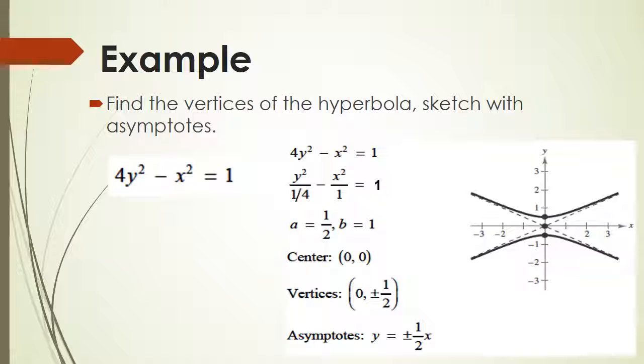I can also calculate the asymptotes, which, since this is opening up and down, are going to be plus or minus a over b times x. So a over b would be 1/2 over 1, which is 1/2, so plus or minus 1/2 x.